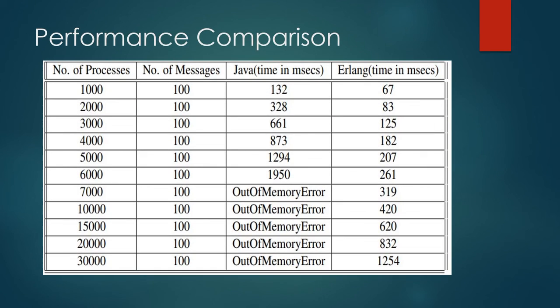In this slide, a performance comparison of process creation times is done, and we can see that in every scenario Java takes more time to create processes than Erlang, and after a certain number of processes Java gives an out of memory error, but Erlang performs significantly better in creating processes.